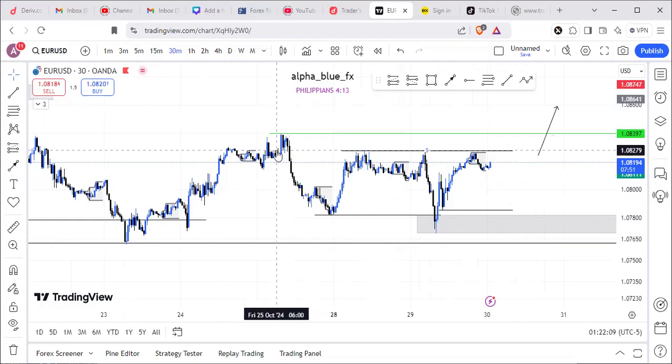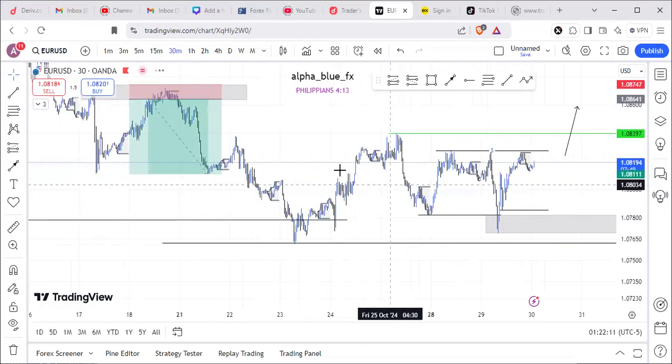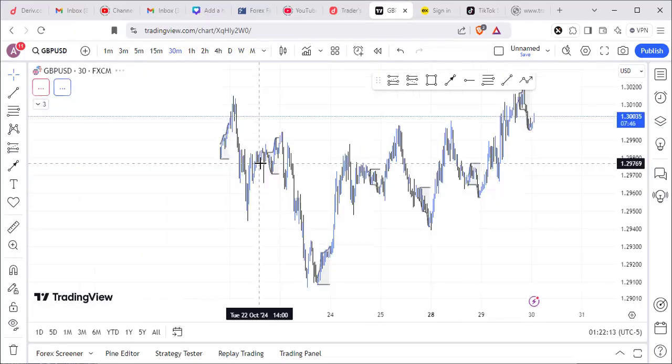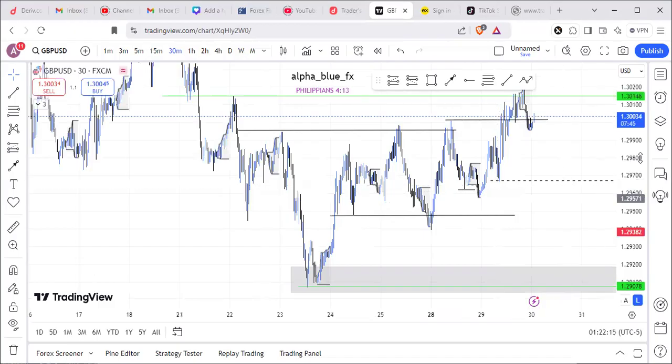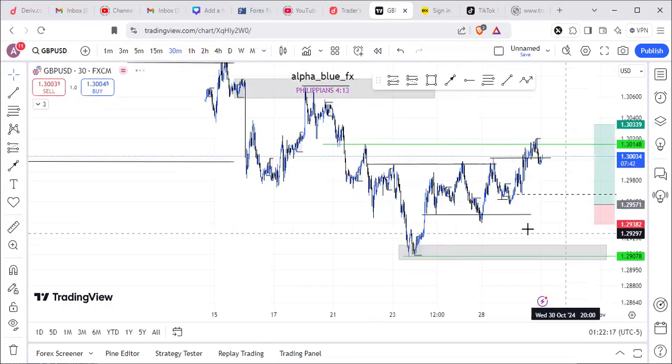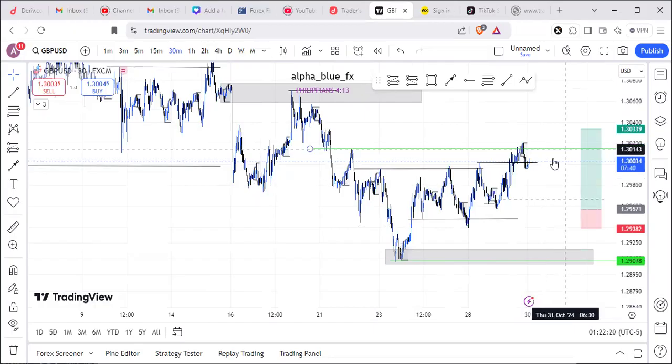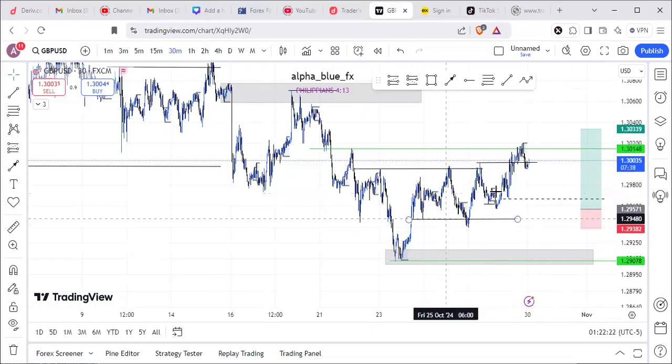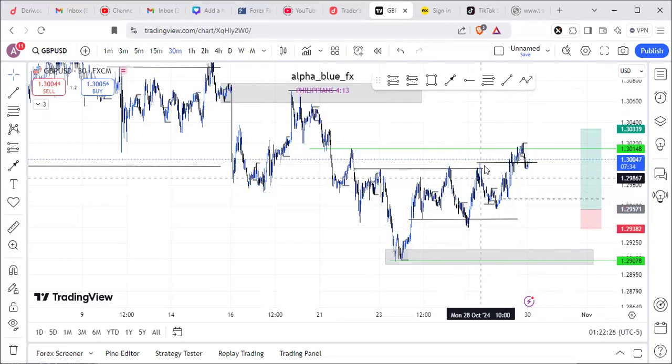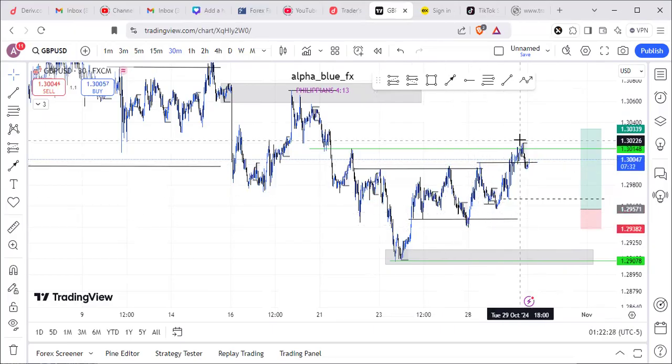So that is what I'm looking out for on EUR/USD. So let's go to GBP/USD. Now this is GBP/USD. As you can see, GBP/USD has been giving a clearer bullish order flow, right? A clearer bullish order flow. You see it took out these lows, created a higher high here, higher low, higher high, right?